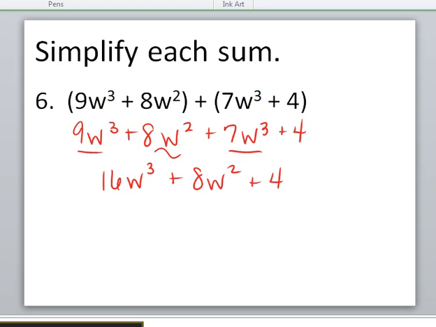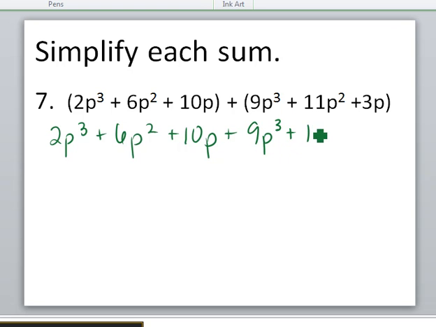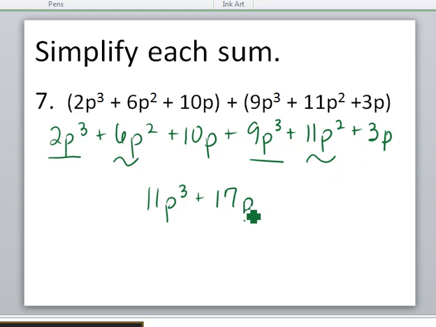And my next one, this is my last sum problem. So I will again rewrite everything without the parentheses because it's like I'm distributing a 1 through. And I'm distributing a 1 through again. So I end up with exactly what's inside the parentheses. So 2p cubed plus 9p cubed is 11p cubed. Then I have 6p squared and 11p squared, which would be 17p squared. And the last one, 10p and 3p, gives me 13p.